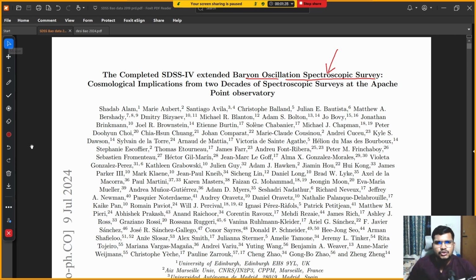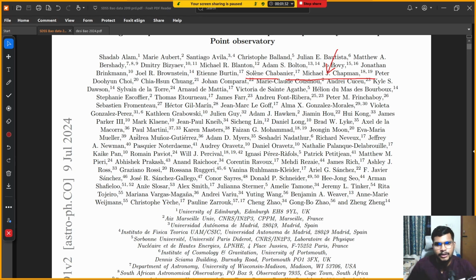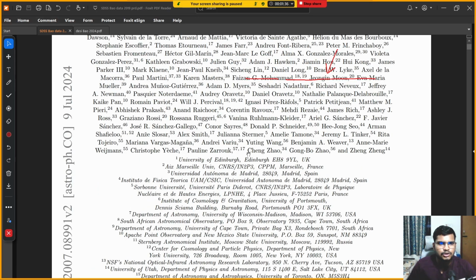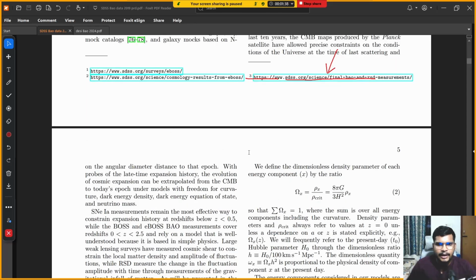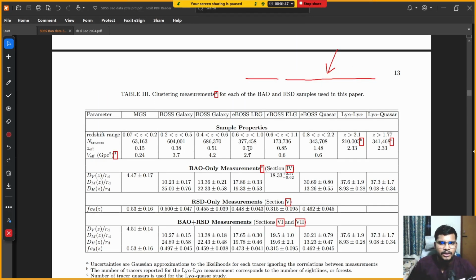All right. Now if you see, this was published in 2020, sorry, it was published in 19, but they recently updated it on 9th July 2024. And if you look at the page, Table 3, we will find something interesting over here. Let me just show you.